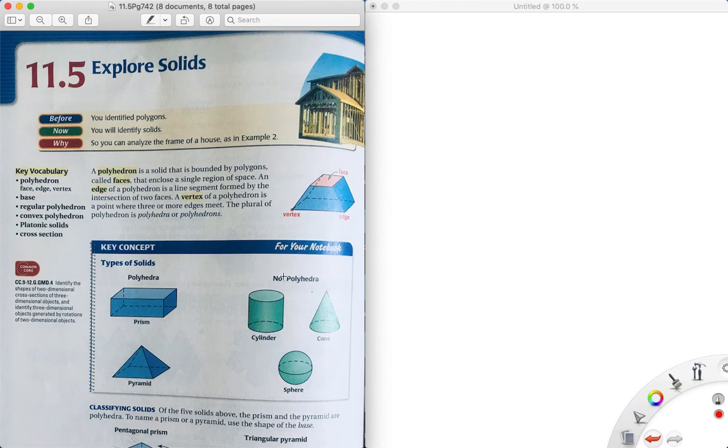Then we have non-polyhedrons. Non-polyhedrons are three-dimensional shapes where their faces are round. There are no edges, there are no sharp corners. So we have a cylinder where both of its bases are circles. We have a sphere, which is round and circular, with no sharp edges and corners. We have a cone, which has a vertex, but doesn't have edges as we know them. So they're called non-polyhedrons.